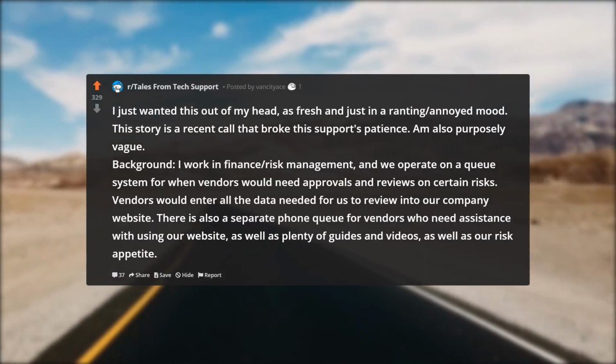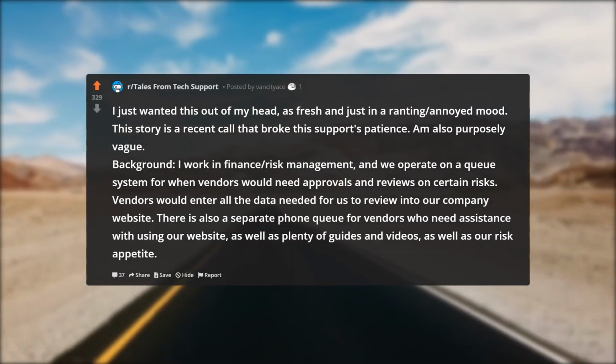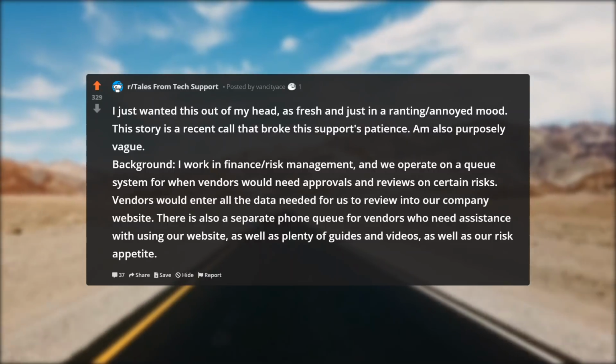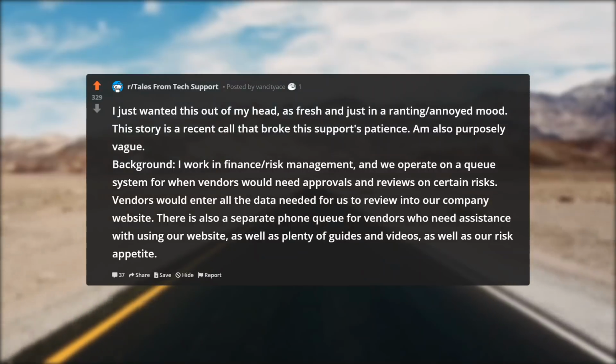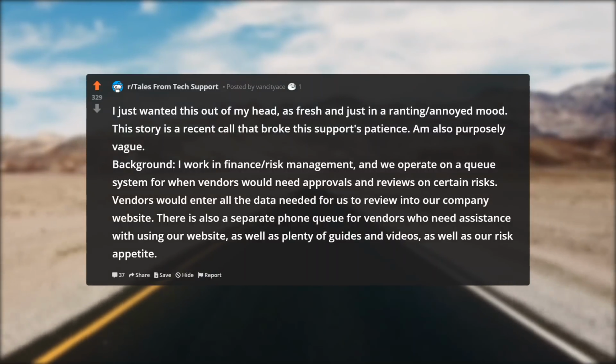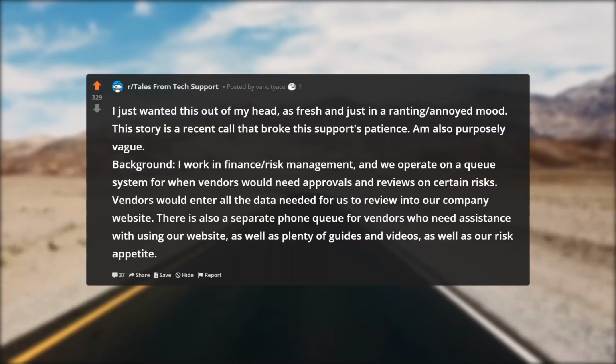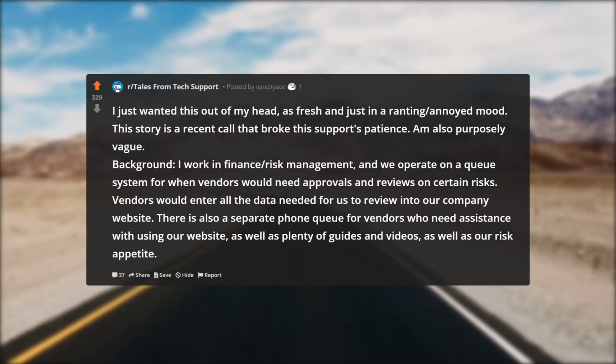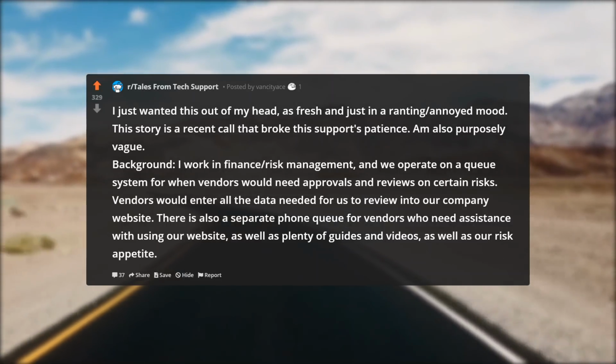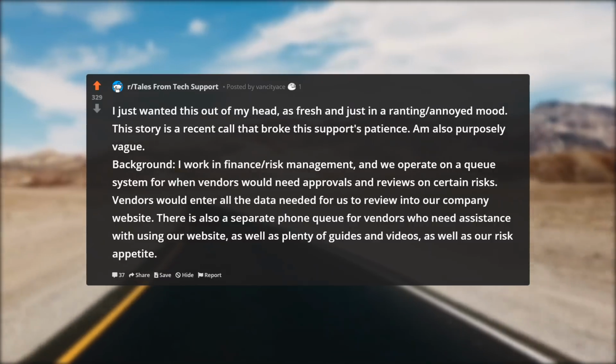Background: I work in finance/risk management, and we operate on a queue system for when vendors need approvals and reviews on certain risks. Vendors enter all the data needed for us to review into our company website. There is also a separate phone queue for vendors who need assistance with using our website, as well as plenty of guides and videos, as well as our risk appetite.